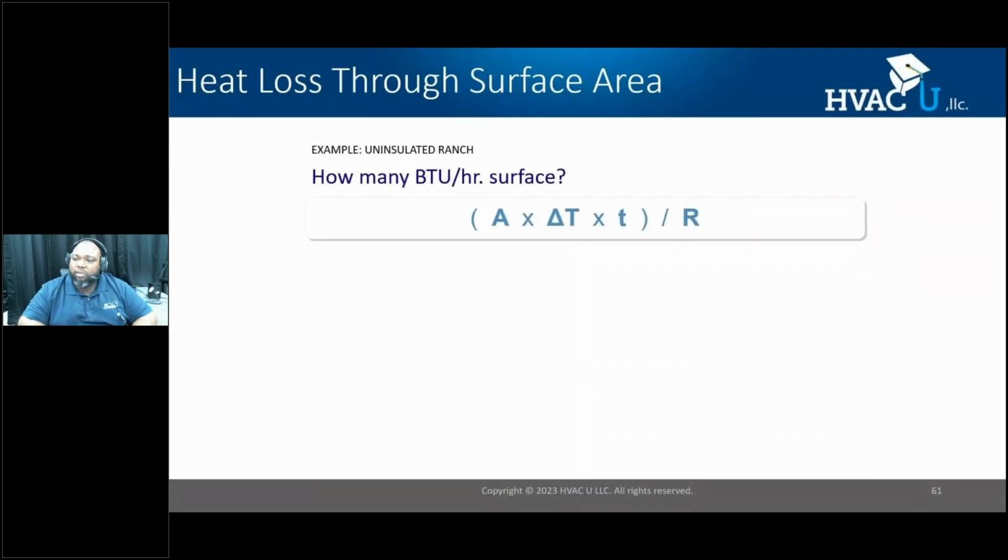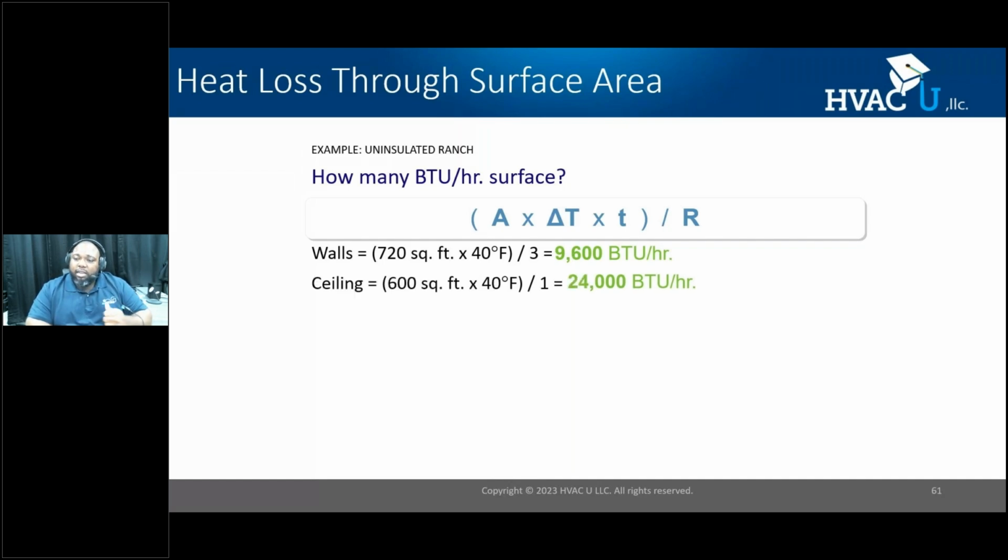So for our uninsulated ranch, we're going to be about 9,600 BTUs. And basically, we took our 720 square feet from the walls by our delta T, and we had an R3, meaning that we didn't have any insulation on the walls. We just simply had the sheetrock and then exterior parts of the shell, maybe the siding. Okay, so 9,600 BTUs. The ceiling, we had 600 square feet multiplied by 40 degrees, and we didn't have any insulation, so we just had the building materials for our value of 1. So we had 24,000 BTUs traveling through the ceiling.